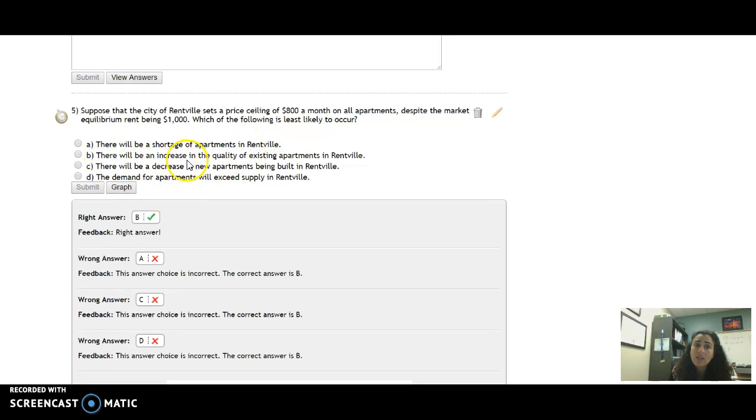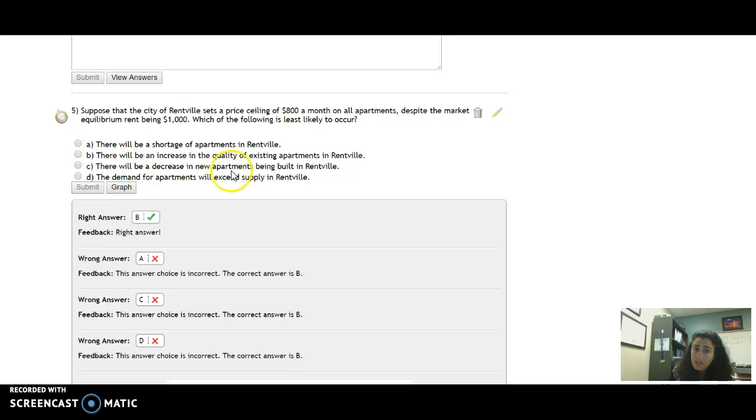There will be an increase in quality of existing apartments. This will not happen. There will be a decrease in quality, because when homeowners are paid less, they will have less of an incentive to invest in their properties at all. So the correct answer is B. B is the least likely to happen.